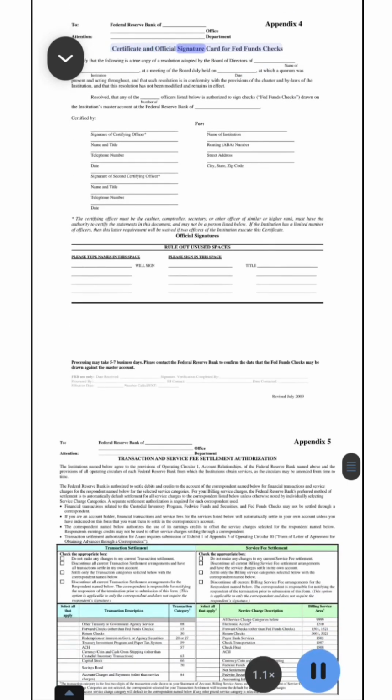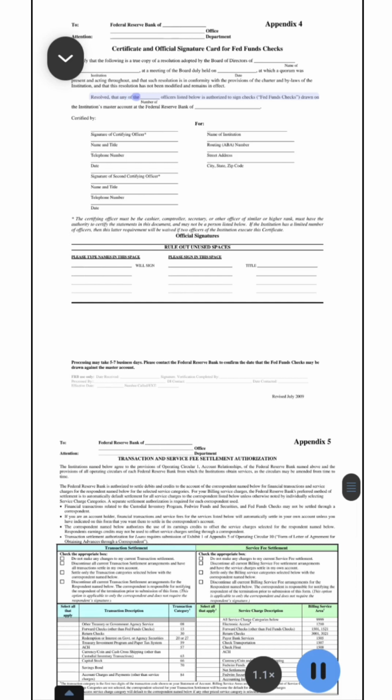Certificate and official signature card for Fed funds checks. I certify that the following is a true copy of a resolution adopted by the Board of Directors of, name of institution, at a meeting of the Board duly held on, date, at which a quorum was present and acting throughout, and that such resolution is in conformity with the provisions of the Charter and bylaws of the institution, and that this resolution has not been modified and remains in effect.